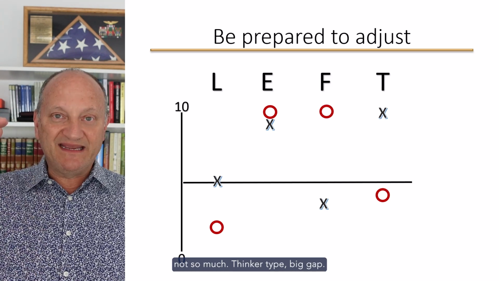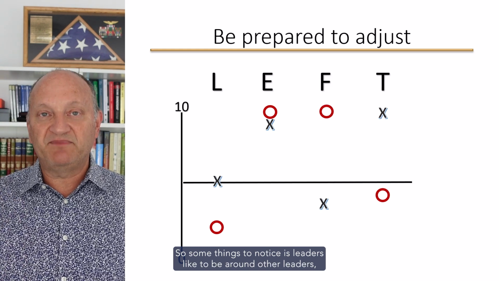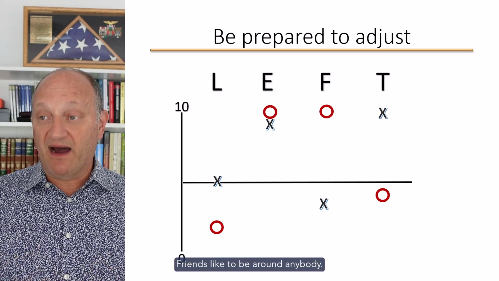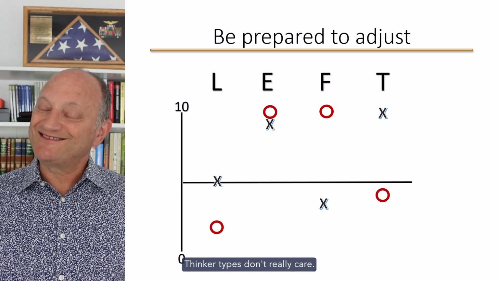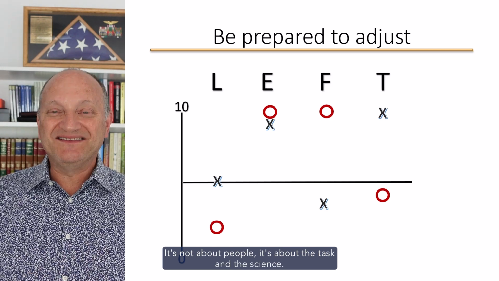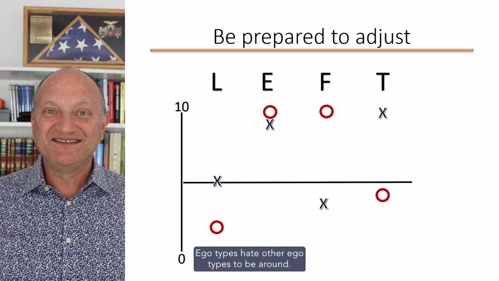Thinker type, big gap. So some things to notice: leaders like to be around other leaders. Friends like to be around anybody. Thinker types don't really care. It's not about people, it's about the task and the science. Ego types hate other ego types to be around.